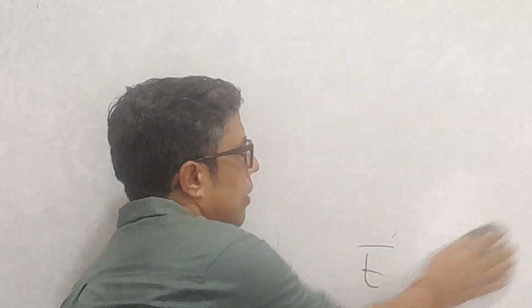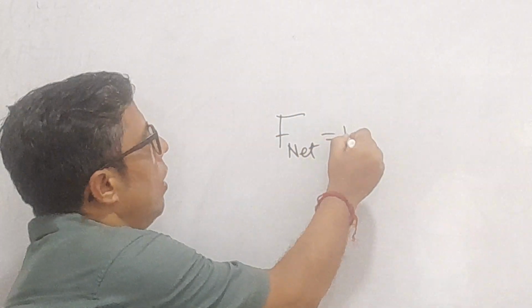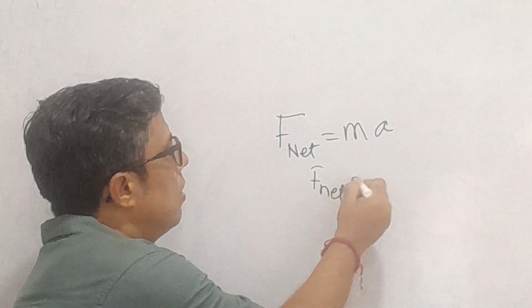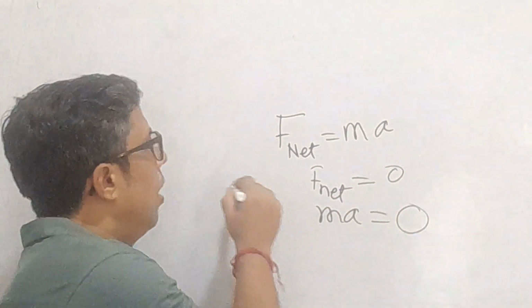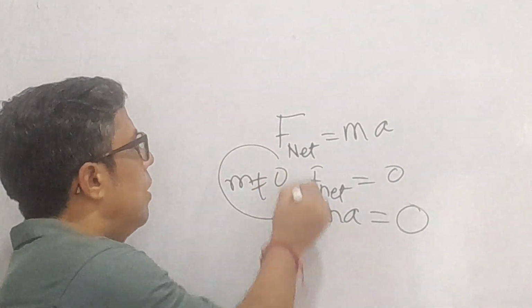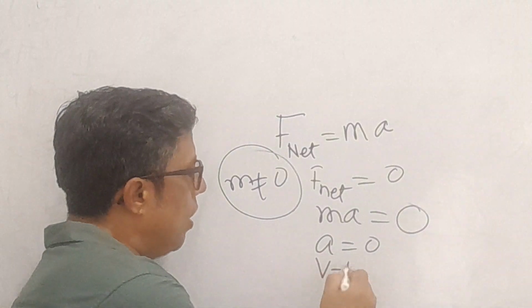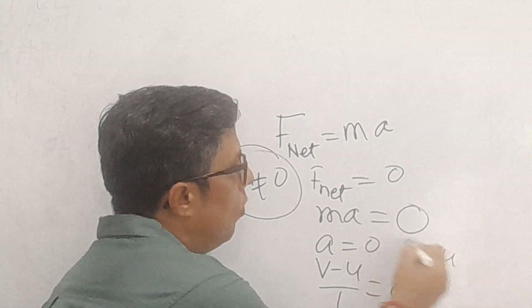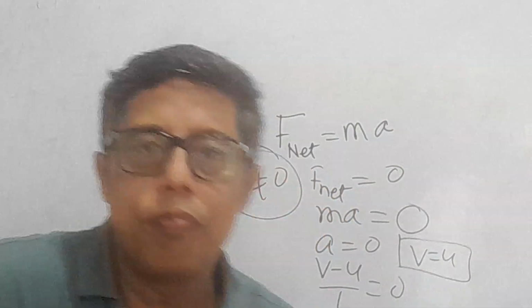Now, if you are asked to derive Newton's first law from the second law: according to Newton's second law, net force F net is equal to mass into acceleration. Let's say the net force on an object is 0. So mass into acceleration will be 0. Mass can't be 0 here because we are discussing an object. So acceleration will be 0. Acceleration 0 means (v minus u) by t is equal to 0. So v is equal to u. So the object is under uniform motion.